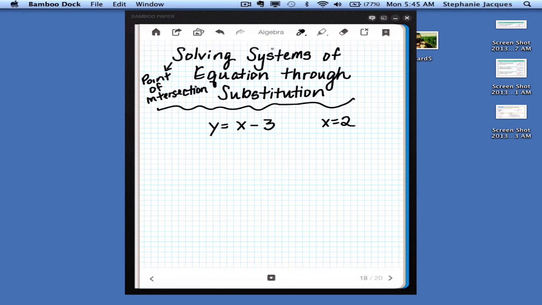Remember, systems means more than one. So we're going to have more than one line. Equations mean there's an equal sign. Now substitution is something new. Not new to you, but new in this case. So that means plugging something in.